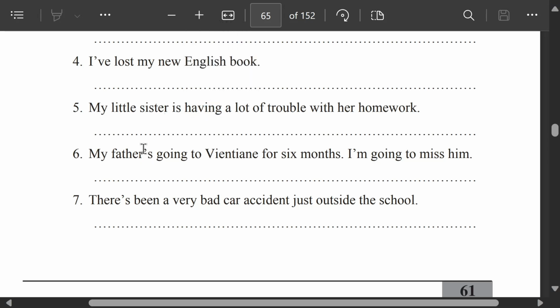So what does present continuous talk about? What does it express? An action that is happening in the moment. Yeah, in the present moment, right? So my little sister, she is having trouble right now. It's happening right now. A lot of trouble. A lot is like many, right? With her homework.